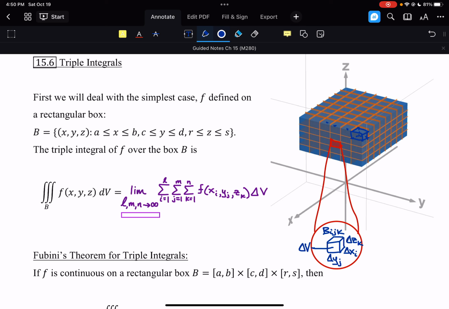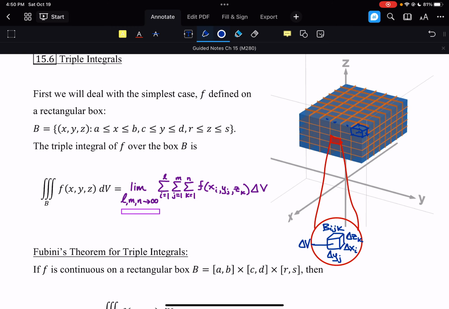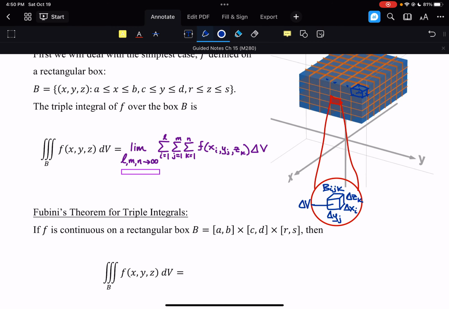So when we get to that point, we let the limit go to infinity. That gives us the exact value of the triple integral. So the nice thing, like I was mentioning earlier, is the derivation is basically the same as double integrals, just brought up one dimension. So we work with them very much the same way.